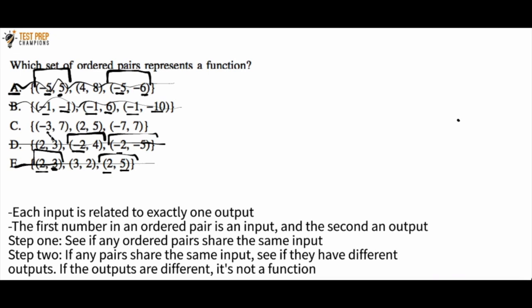Now, if we look at C, let's check all the inputs. This pair has -3 as an input, this pair has 2 as an input, and this pair has -7 as an input. They all have different inputs, and C ends up being our correct answer here. So hopefully this makes sense. I have other examples of function questions like this in other videos here.